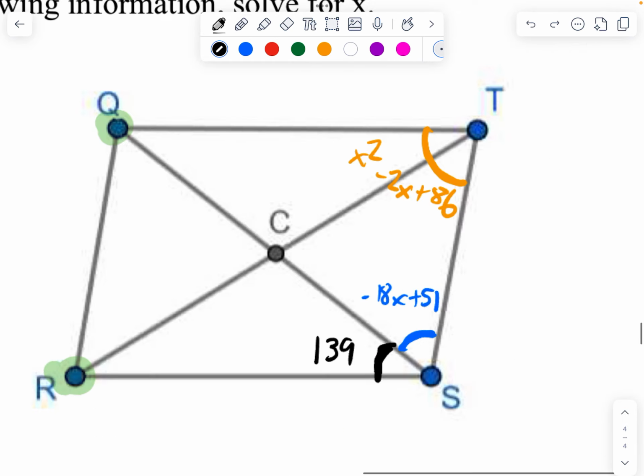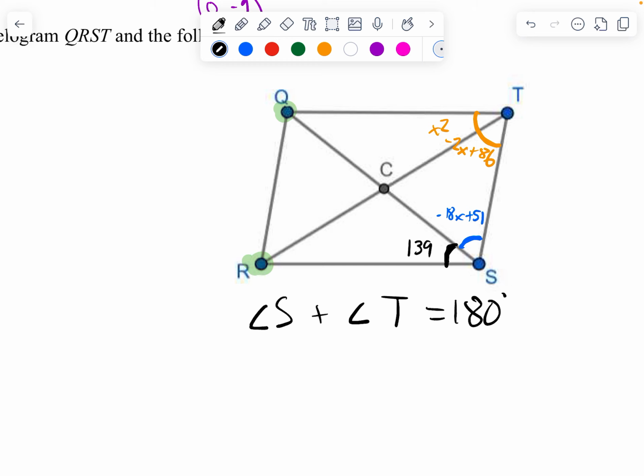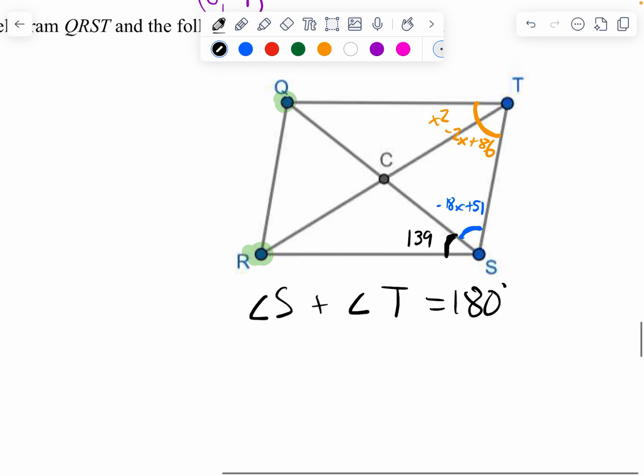Your opposite angle to S would be Q. You don't have that information. The opposite to T would be R. You also don't have that. You have adjacent angles, meaning that the angle of S plus the angle of T must add up to 180 degrees by your theorem. All right.